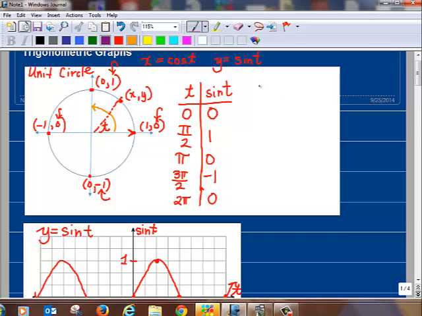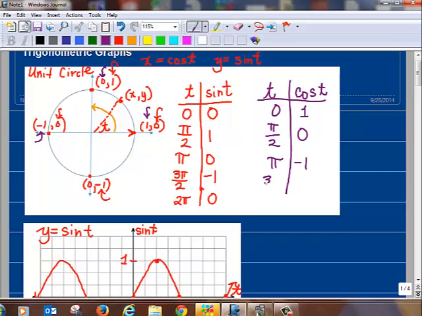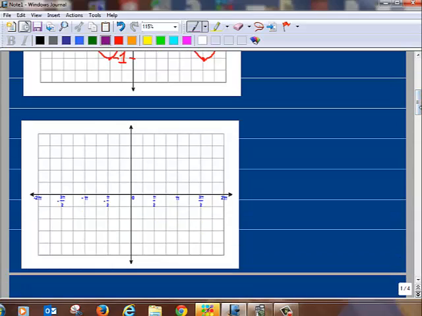I'll change colors here. Let's look at t and then cosine t. At 0 degrees, the cosine of 0 is 1. At pi over 2, the cosine value is 0. Again, I'm looking at the x-coordinate. At pi, cosine is negative 1. At 3 pi over 2, down at the bottom here, cosine is 0. And again, I start over: when I get to 2 pi, I start over at 1. And so I can go ahead and sketch this.